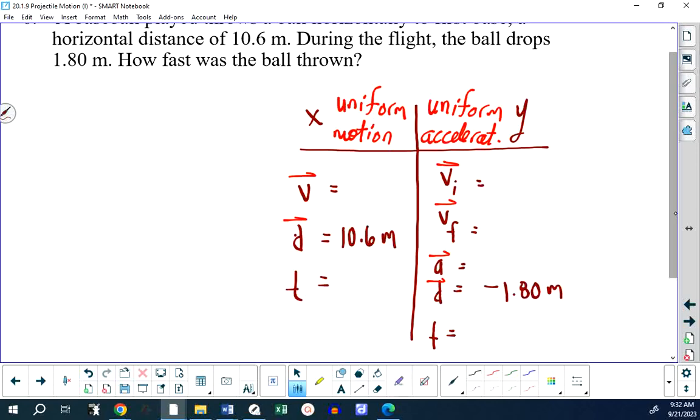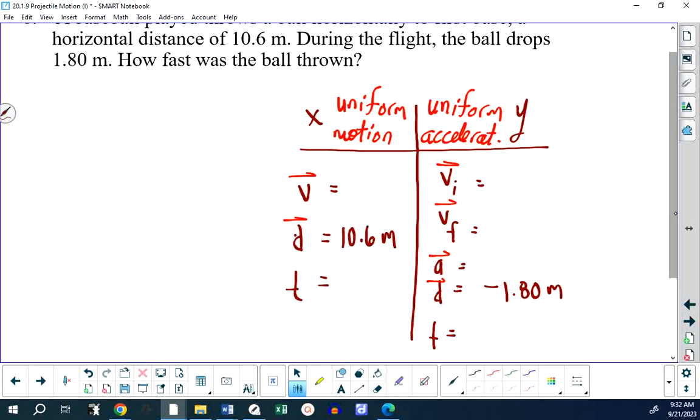I want to pause for a second because I just said something that I think might cause some people some confusion. I started off by saying these two things are independent of each other, right? But then I just said how much it falls depends on how fast you throw it.